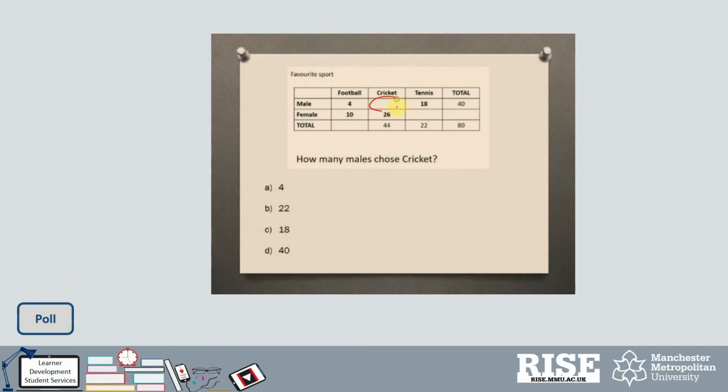I need to try and find this missing number here, so I'm going to look at the row. I know it should add to 44. 26 of them are female, so I'm just going to do 44 take away 26. That gives me 18 males.